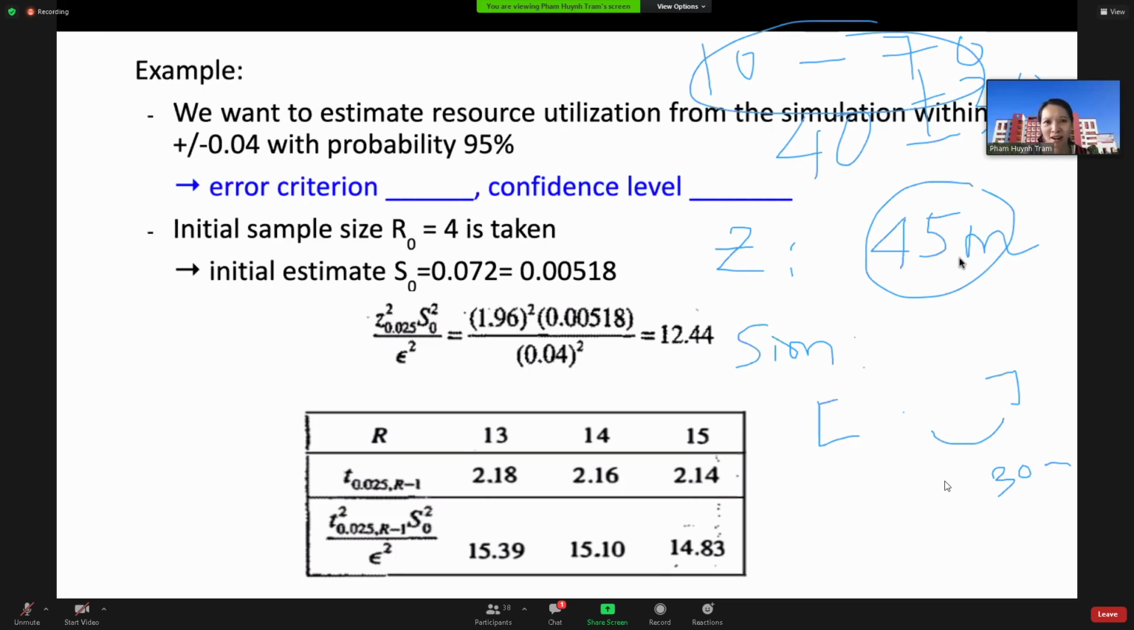But if it is money, 100,000 dong may be very small. Maybe you allow 1 million dong or 500,000 dong. It depends on the user of the system. What is the value meaningful to them? So you have to decide that. It depends on the context, it depends on the system, it depends on the output performance you are looking at.